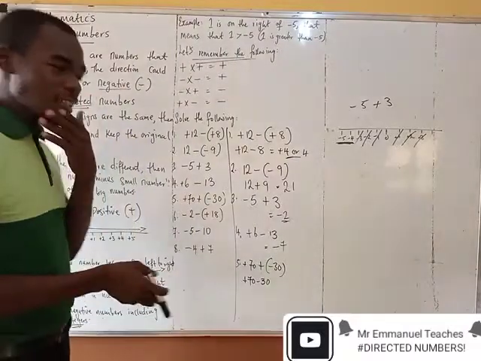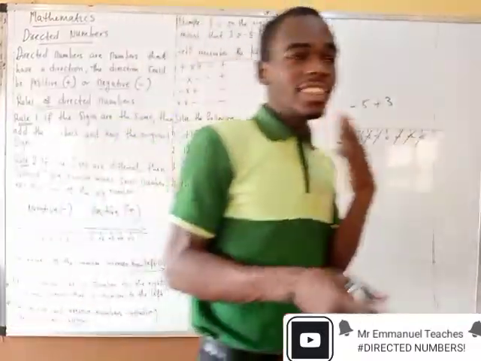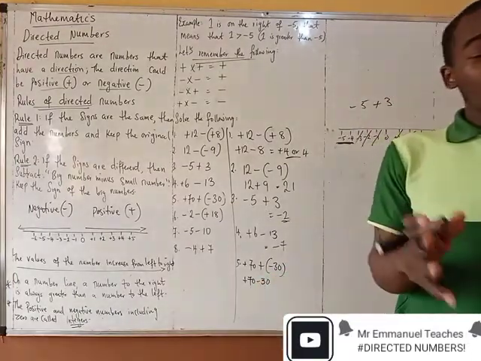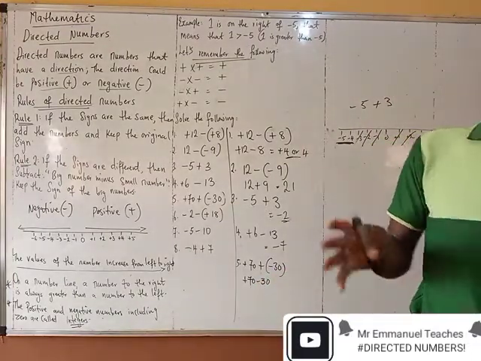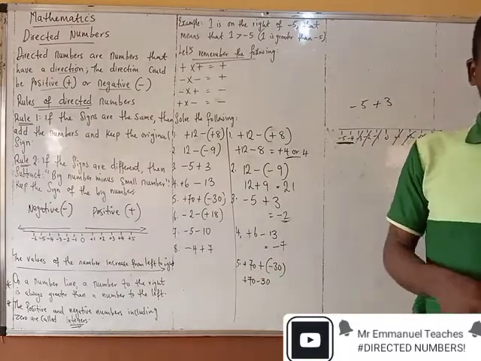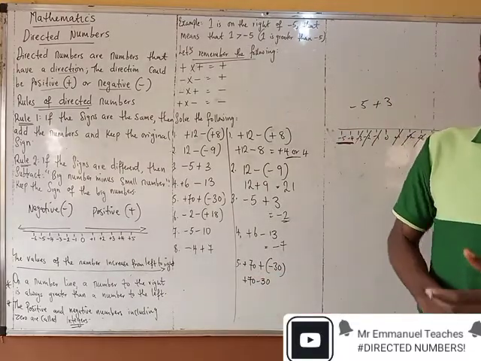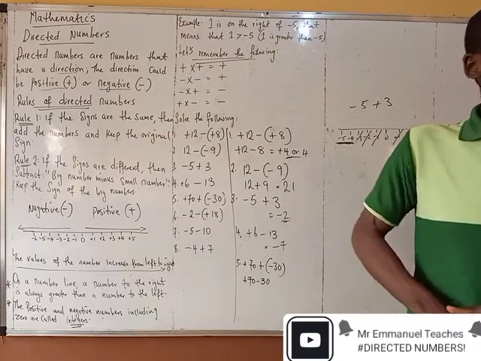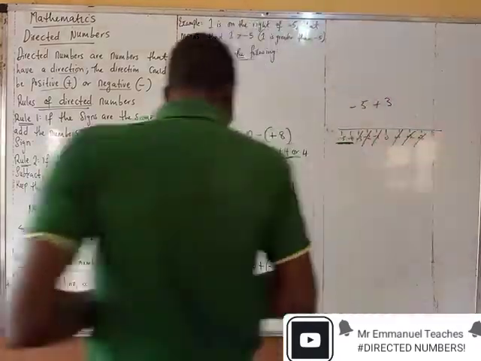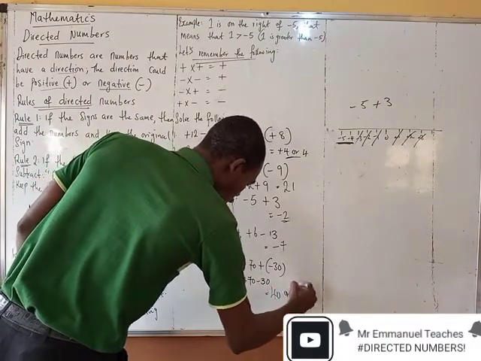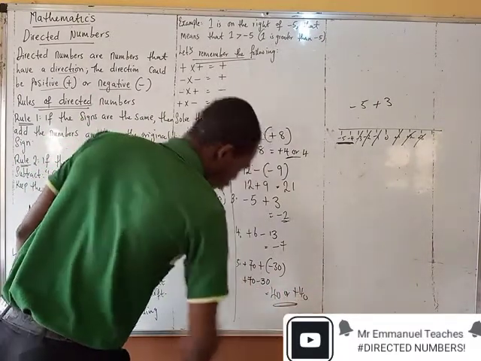Plus. You understand? The sign that the bigger number has, in terms of directed numbers here, always determines the sign that will be in your answer. If the bigger number has a plus, your answer will be plus. If the bigger number has a minus, the answer you get is going to be a minus. So 70 minus 30 now, my answer is what? 40, or plus 40. This is your answer.